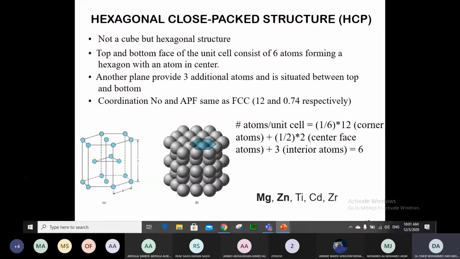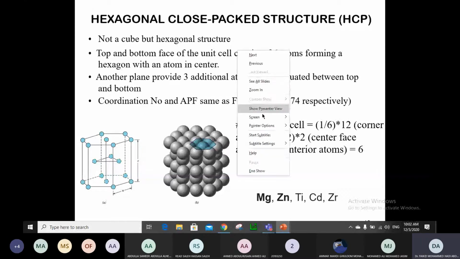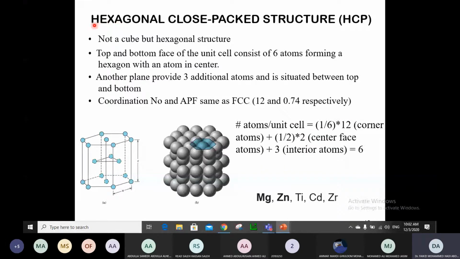Last time we talked about the simple cubic crystal structure, the body center cubic crystal structure, and the face center cubic crystal structure, the SC, the BCC, and the FCC crystal structures. Today we will continue talking about the hexagonal close pack crystal structure. Now, the hexagonal close pack crystal structure is quite different.